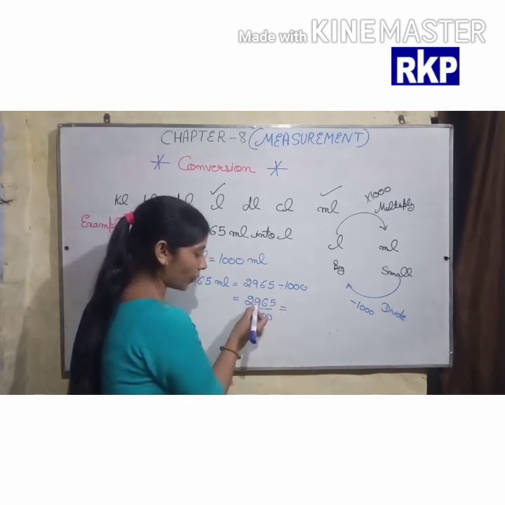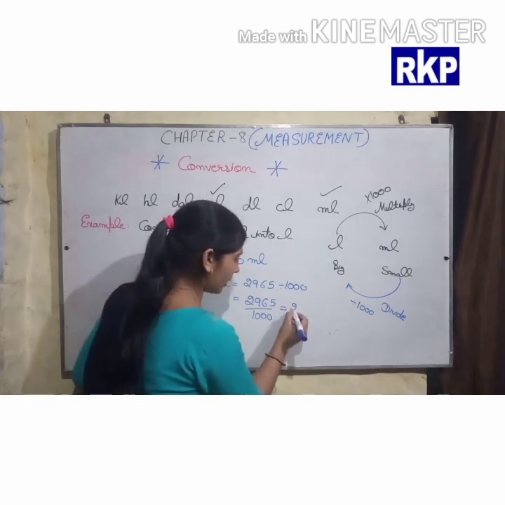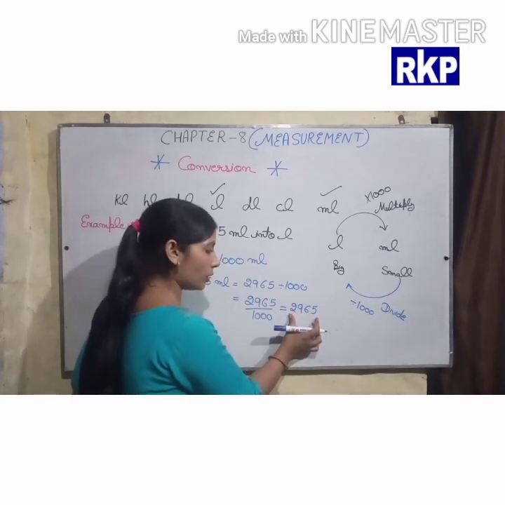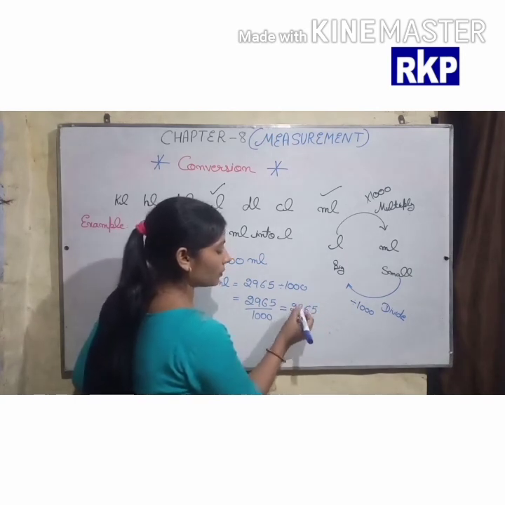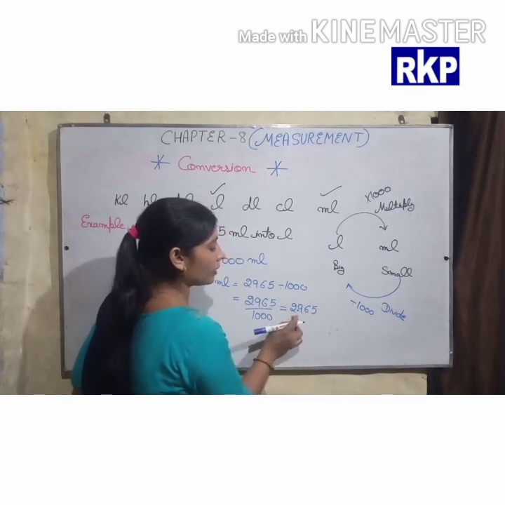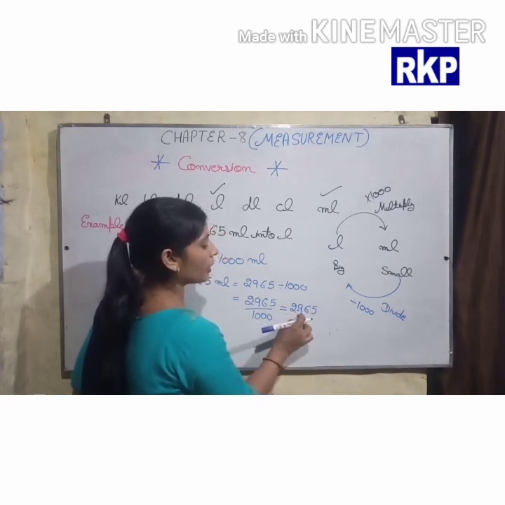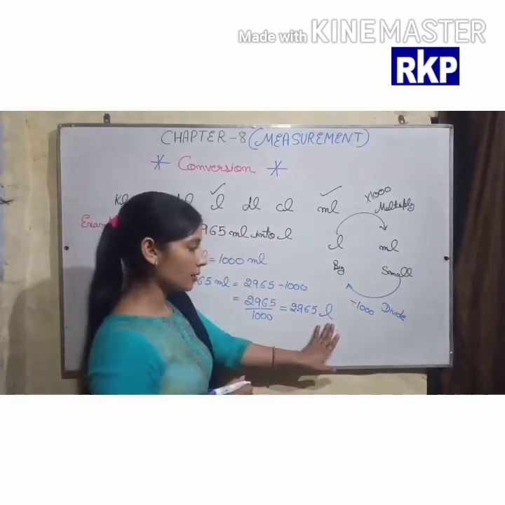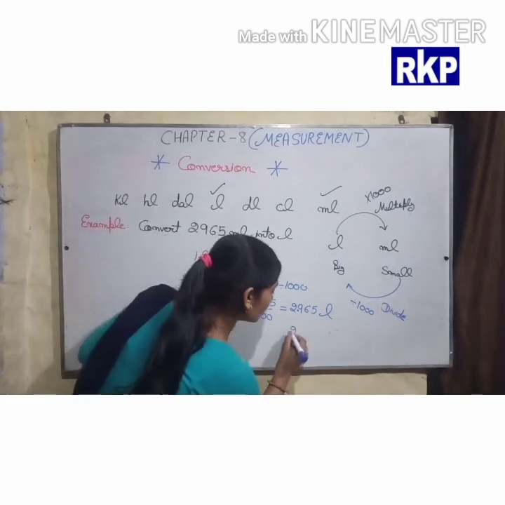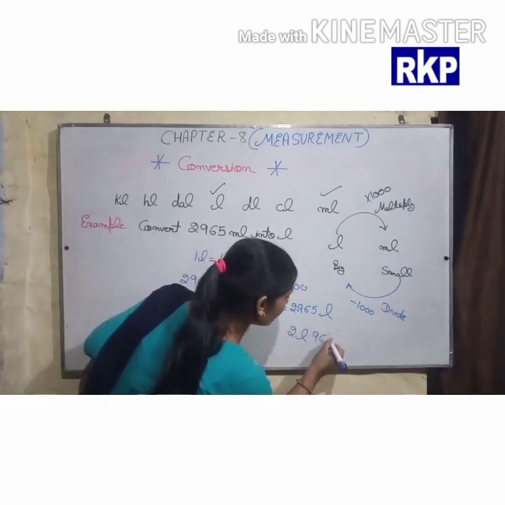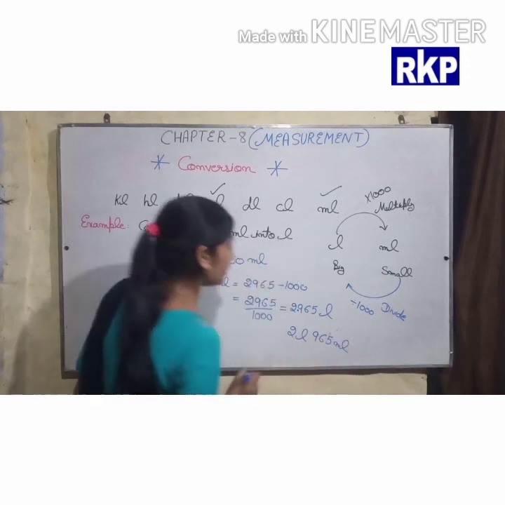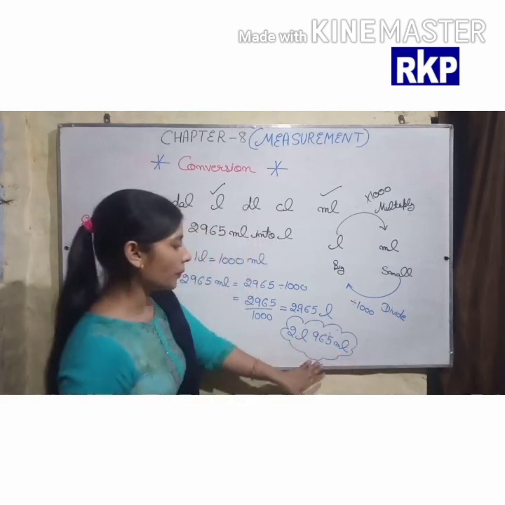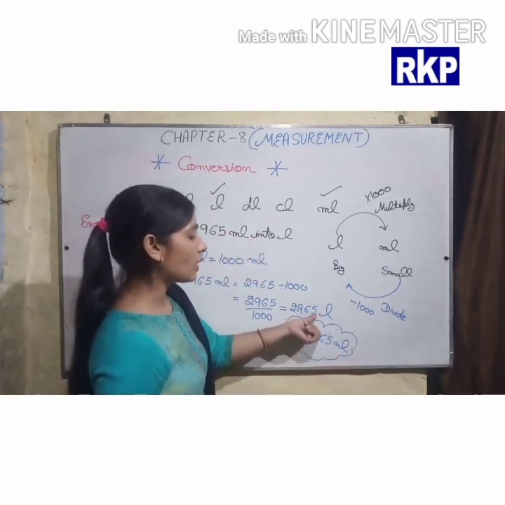Here we put the point, but not here beta. We have to write here this numerator, and then we put the point. Okay. So now 1, 2, 3, these 3 digits we have to leave, and then we put the point. So 2.965 liter is the answer. And you can read this as 2 liter and 965 milliliter also. Okay. You can read this also. Okay, and 2.965 liters.